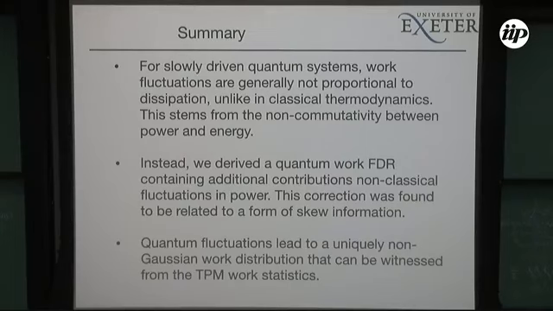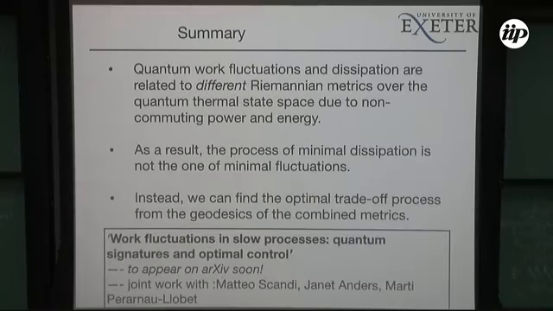Okay, so I'll summarize. So what have we shown? We've shown that for slowly driven quantum systems, this fluctuation-dissipation relation breaks down, and this is because power and energy don't commute anymore. And we get an additional term that corrects it, which is related to this skew information. This leads to a non-Gaussian work distribution that we can witness. And finally, the path of minimal dissipation is not the one of minimal fluctuations. Instead, we have to find an optimal trade-off between the two.